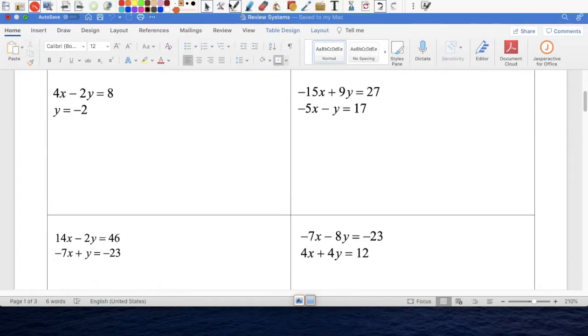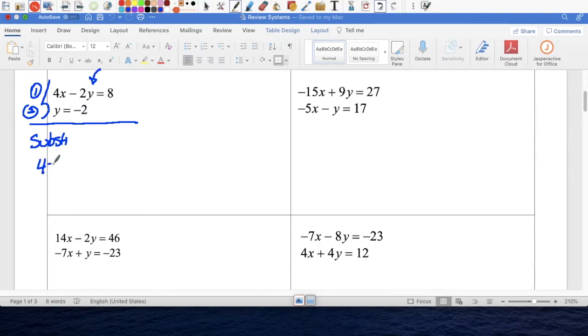Right, so let's go to this one. Y, this one is even easier. We already know what y is. Y equals negative 2. So we're going to go back and do a substitution. So this is equation 1, this is equation 2. We know that y is negative 2, so let's take that and replace this y with negative 2.